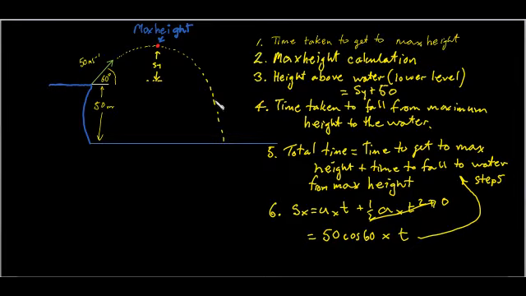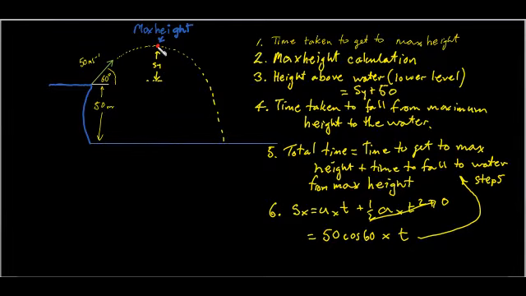So in a summary of this method, we have the time taken to get from the launch point to the maximum height. Then you have to work out what is the maximum height calculation. You've got to add the maximum height to the 50 meters to get the total height above the water.